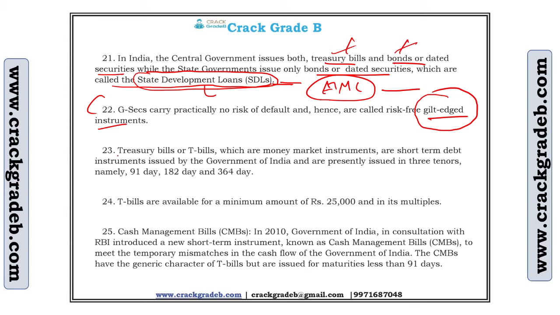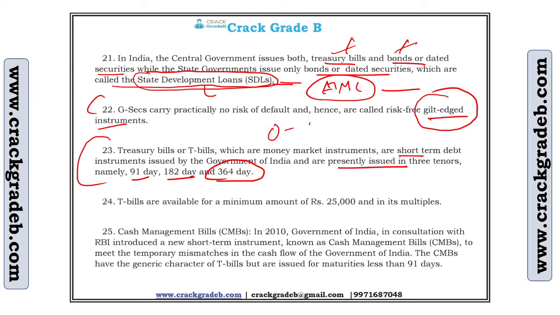Then treasury bills or T-bills, which are money market instruments, are short-term. Okay, the thing was already here. Short-term debt instruments issued by the Government of India are presently issued in three tenors: 91 days, 182 days, and 364 days. Look, now what is the difference between short-term and long-term?